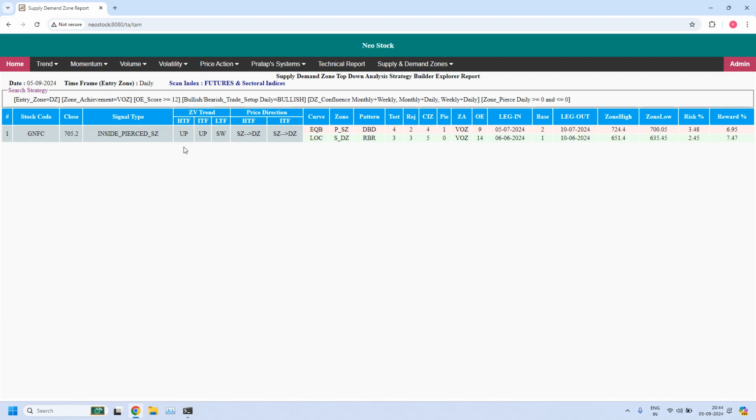And let us verify this stock is having monthly EMA confluence, because daily and weekly zones are part of the monthly. If the monthly is having a monthly EMA confluence, again it is a high probability trade setup.